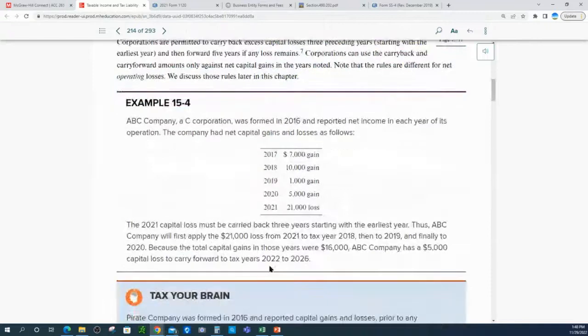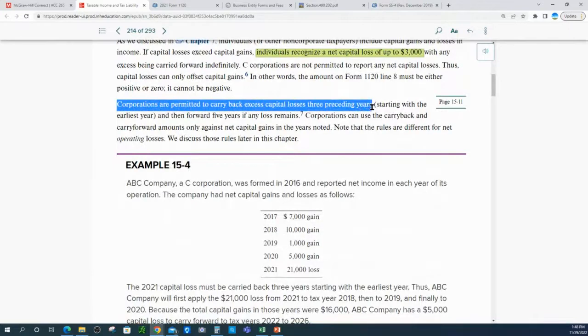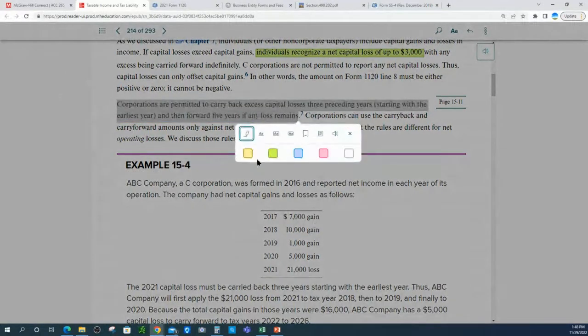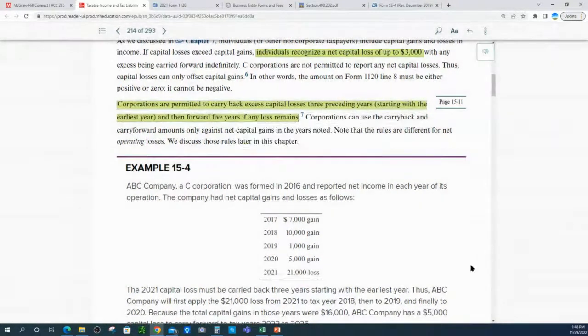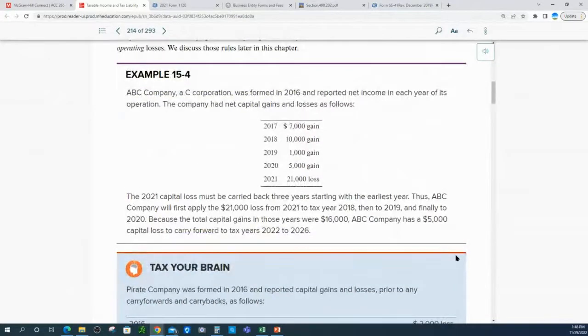So that's one difference. So they can also carry back capital losses for up to 3 years. So not just forward, but you can go back with them, starting with the earliest year and then forward for 5 years. So those are their limits on capital losses. We'll look at this example here.